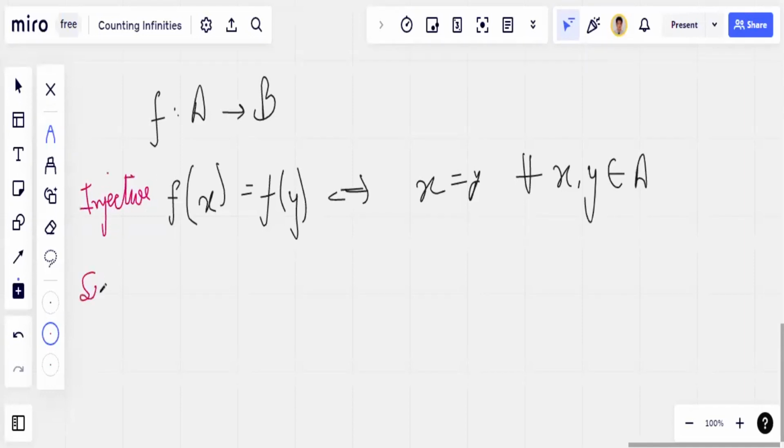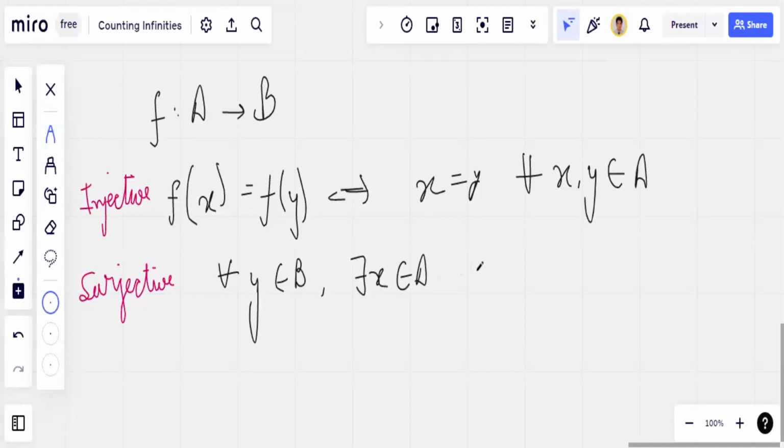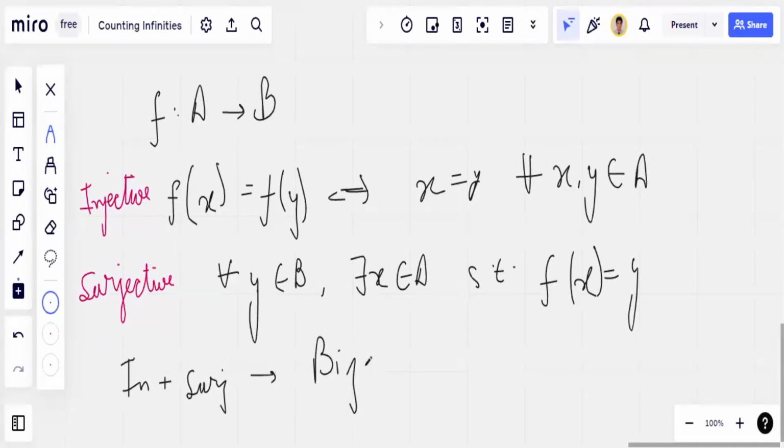And then there is a thing called surjectivity, which says for all y in B, there exists an x in A such that f of x equals y. And if a function is both injective plus surjective, it's called bijective. So are these three definitions clear?